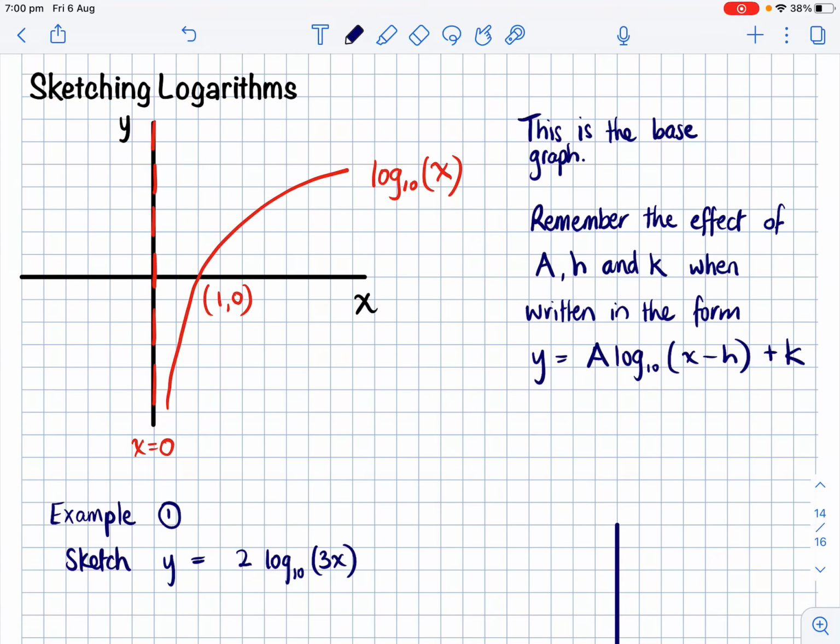Hi folks, I was asked to put together a video about sketching logarithms, so I'm going to run through two examples to hopefully help those people who might still be having a little bit of trouble.